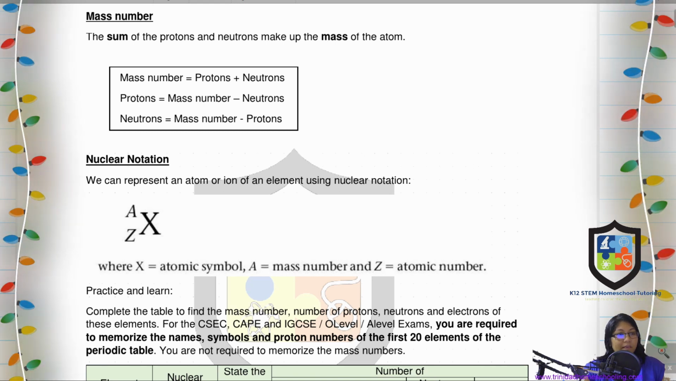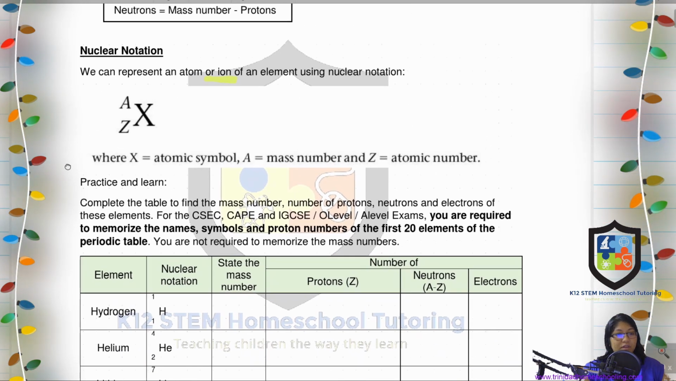Nuclear notation. Now we can represent an atom or an ion. Now ion here, we will talk about this in later lessons, so don't need to worry about what an ion is. And we represent them using nuclear notation. So here in this notation, we have X, which is the atomic symbol. We have the letter A to represent the mass number of this atom, and Z represents the atomic number of that atom. Okay. So it will become a little clearer when we start to fill out this table here.